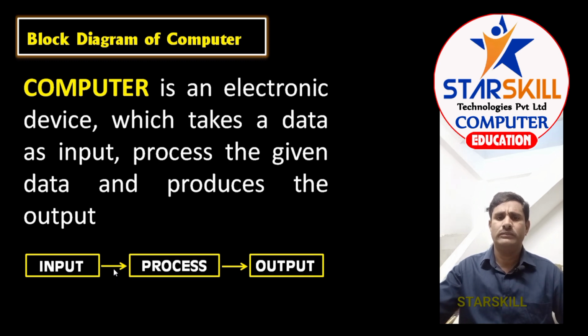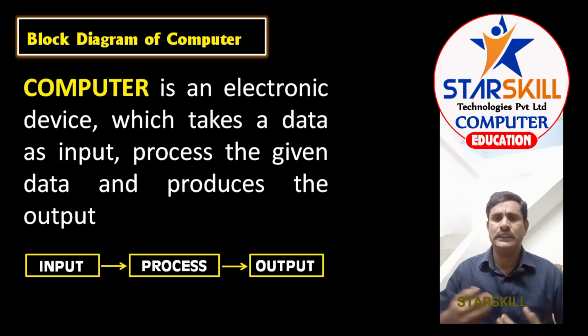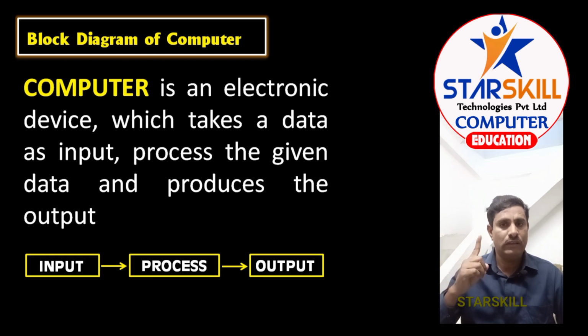What is the input? We are giving something to the computer, that is definitely the input. Process: whatever you have given, inside some process is going on. How, I will explain in this class. And finally you are getting the result for the given input. Not only the computer, let's take any example. We definitely have these three things: input, process, output.